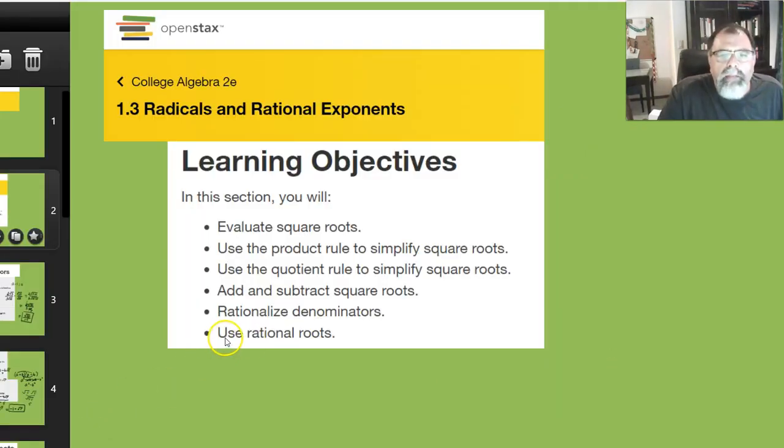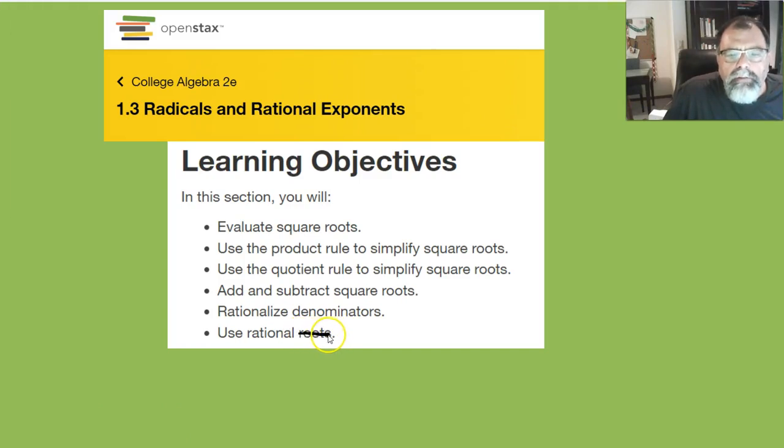And on to the last learning objective for this lesson, using rational roots. So this is what I was talking about earlier, where you can think of a square root as an exponent. No, I think the book made a mistake. I think this should have been use rational exponents. This is what I was talking about. I don't know why they said roots.